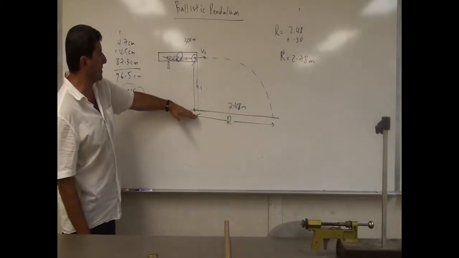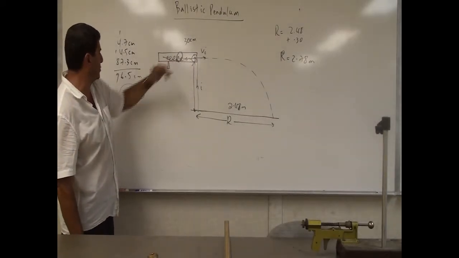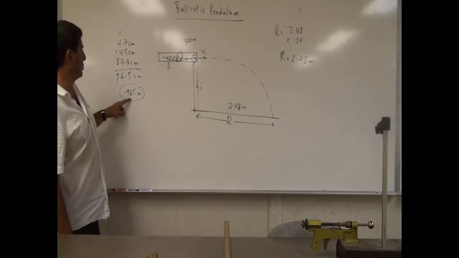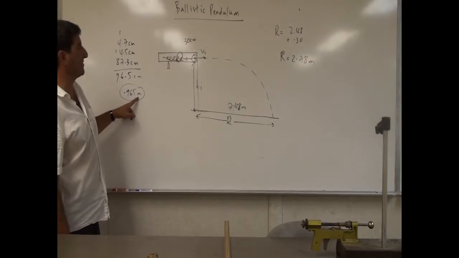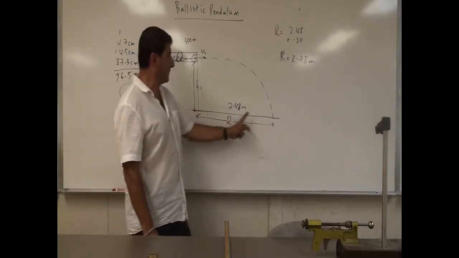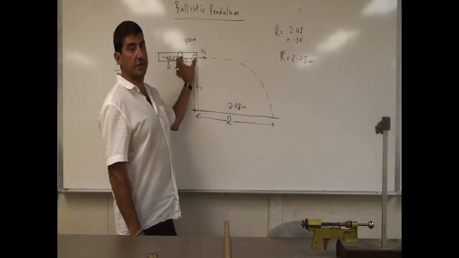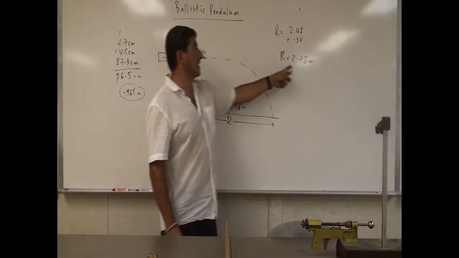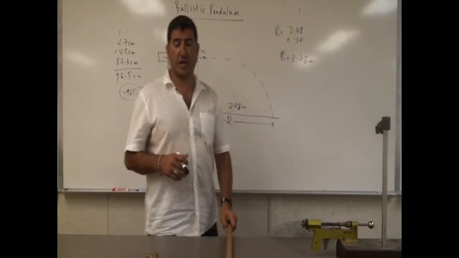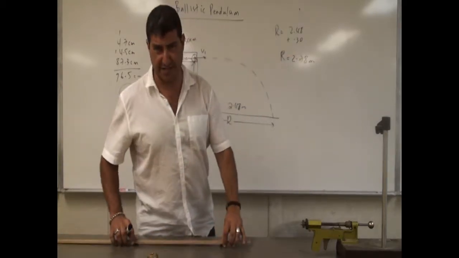I added the distance from the ground to the table, from the table to the bottom of the ball. I added up all those distances, I got 0.965 meters. The range, 2.48 meters from the edge of the table to where it hit, and then this 30 centimeters here, so I got the range is 2.78 meters. So how do I calculate the initial velocity from there?